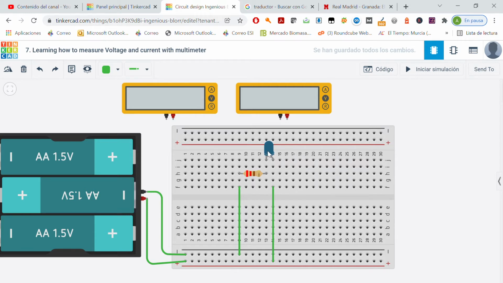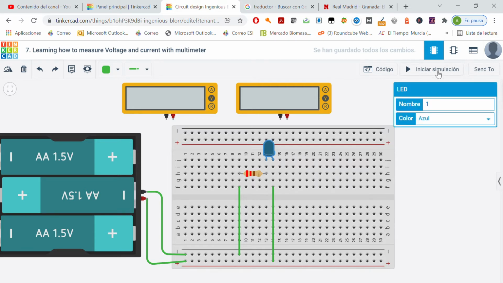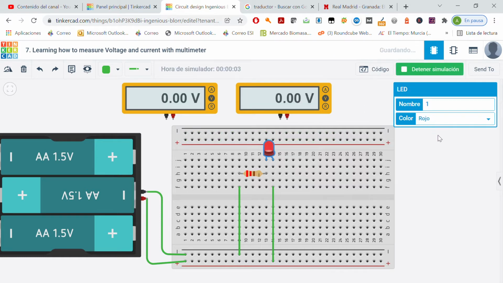Okay, what else? I forgot to tell you in the previous video, number 6, that we may use LEDs of different colors. We've got different colors in the workshop. All of them work the same. So for example, we're going to use the red light.